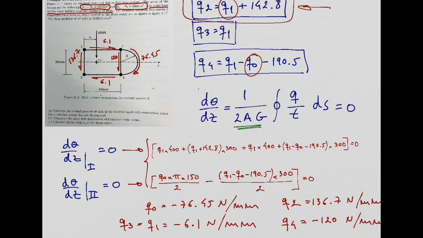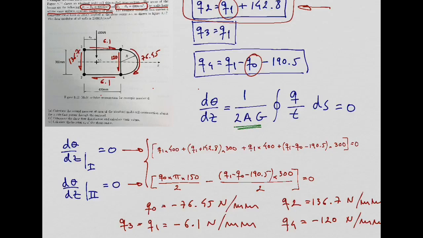At the end, if you calculate again the gradient of twist with this result, you need to get the 0 twist for both cells, right? Because we obtained Q0 and Q1 from that condition. Good?